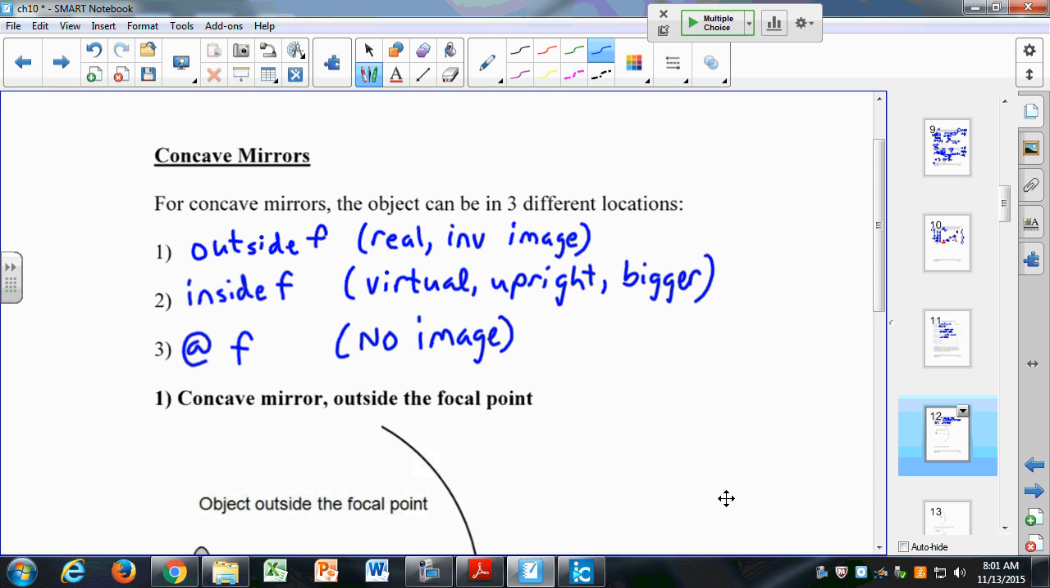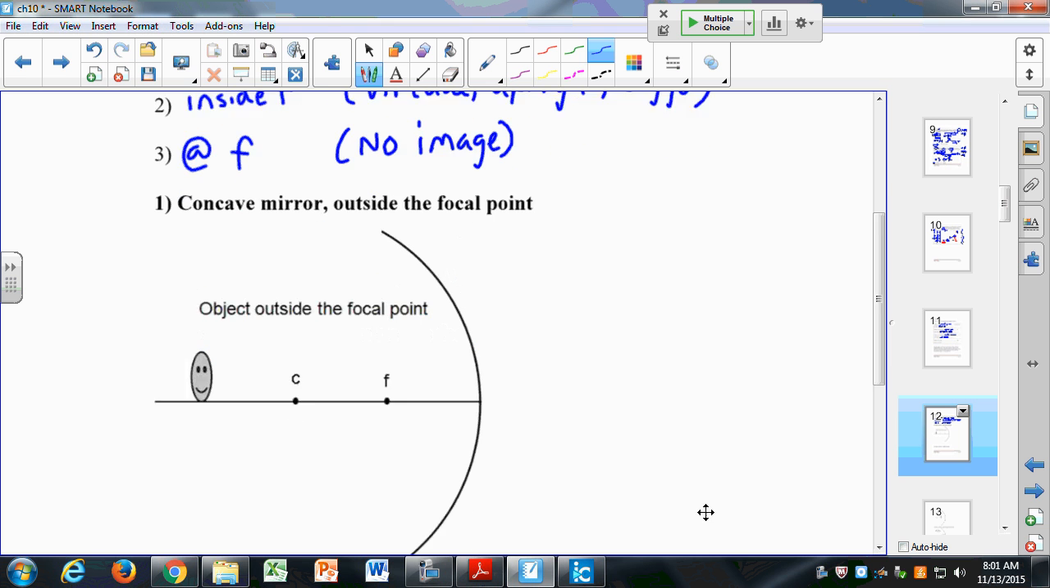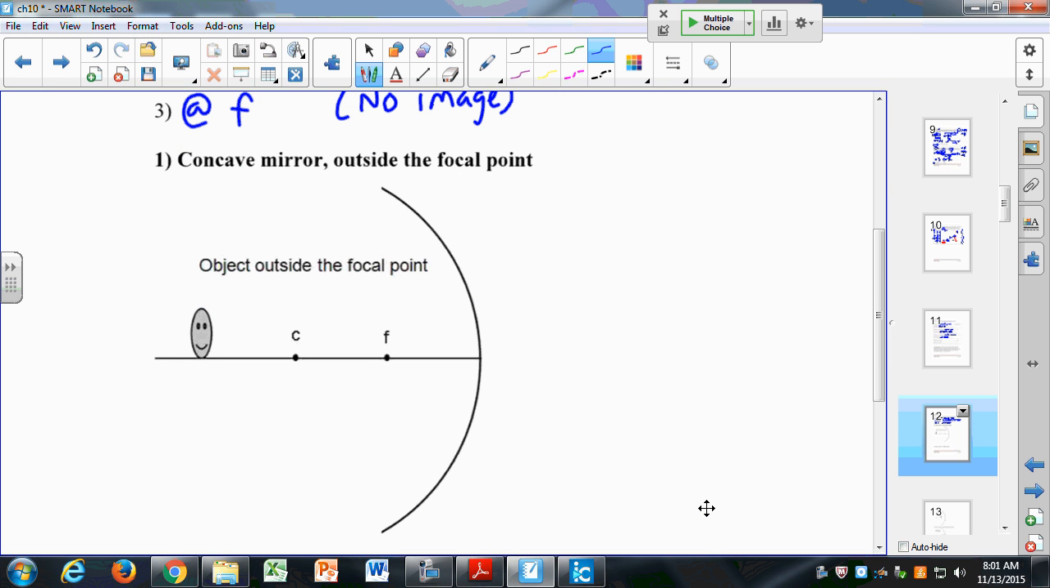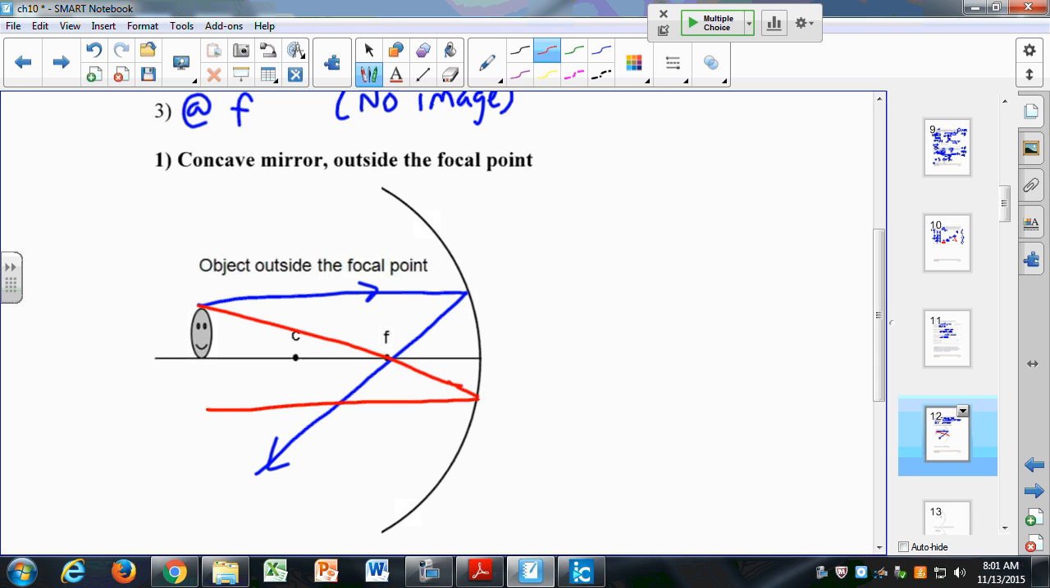That's a concave mirror. Now, outside the focal point, my rays look like this. Ray number 1 is parallel to the axis and through the focal point. Ray number 2 is through the focal point and then parallel to the axis. And so my image is going to be right here. That's my image, where the 2 rays cross. And then I can go and draw ray number 3. It's through the center of curvature and then back on itself, like that.